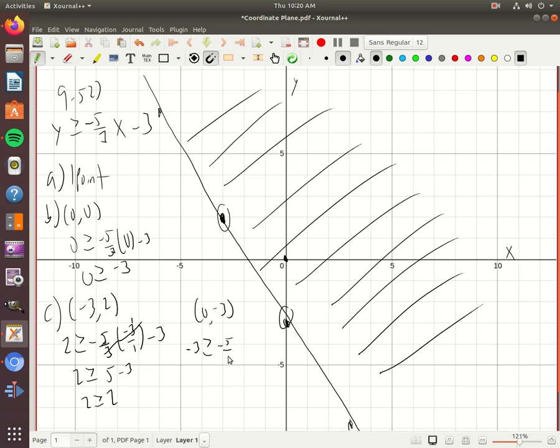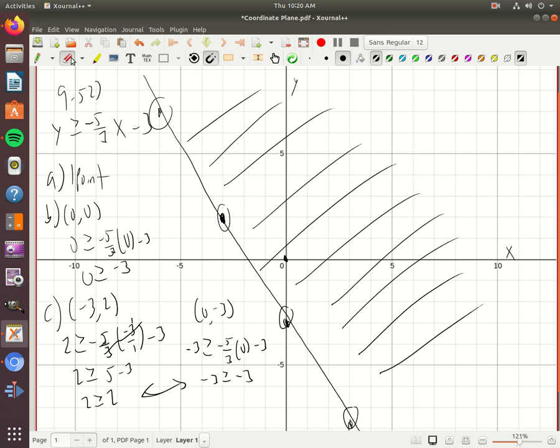I sub in 0 for x, and I get -3 is greater than or equal to, again, that zeroes out, -3. So again, you can see the similarities: any time you pick a point on the boundary, if you pick that point, it would be equal. And again, equal is true in this case.